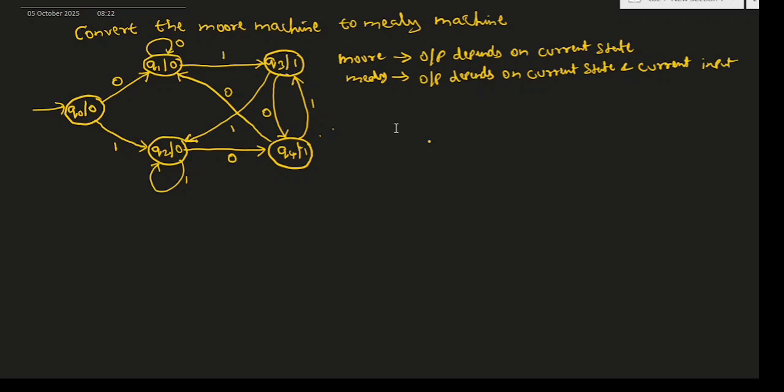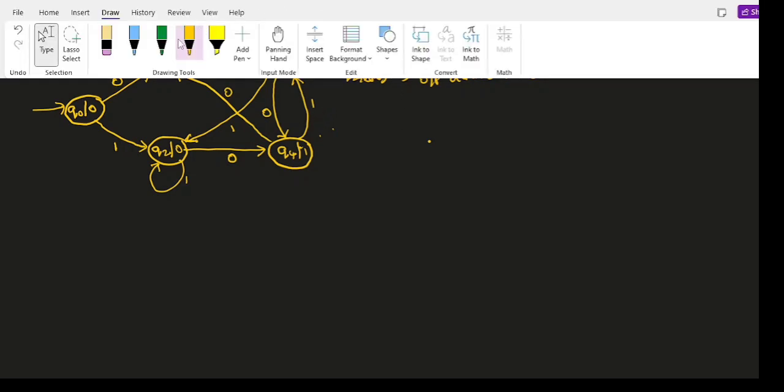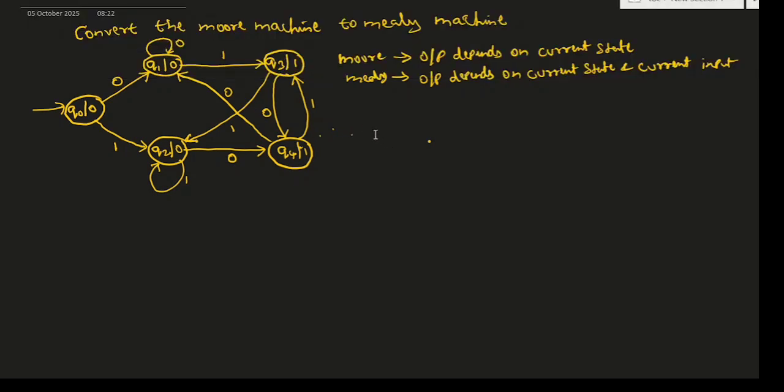So the first step is we will make a transition table for this Moore machine. From that we will convert it into a Mealy machine. So we will draw a table. We will have the current state, CS. Then we have the next state, and for the next state we have two inputs, 0 and 1. And the third column is the output.